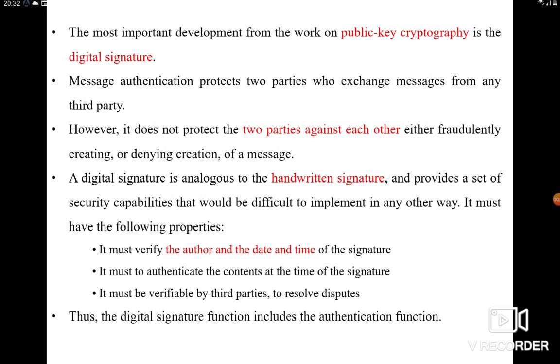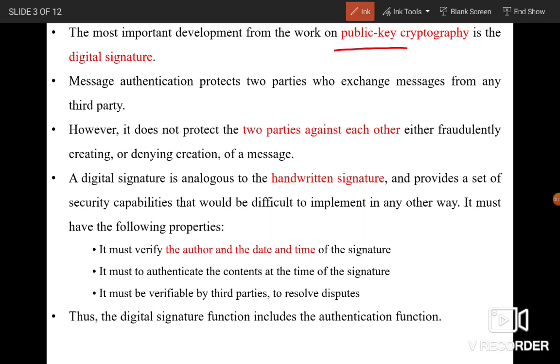Today we are going to see the topic digital signature, which comes under the course cryptography and cyber security. Digital signature is one of the important applications of public key cryptography. Hope you remember, public key cryptography is the cryptography where we use two different keys for encryption and decryption.